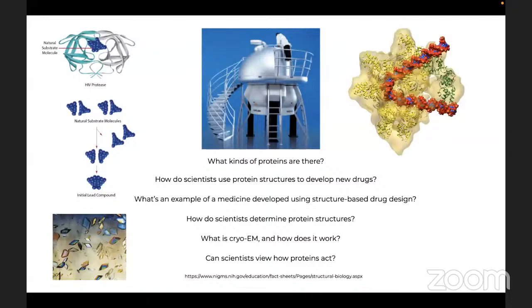To date, researchers have used these techniques to unravel the structure of more than 122,000 proteins, and they are available on the Protein Data Bank, where you can access them, download them, and visualize them and understand them better.